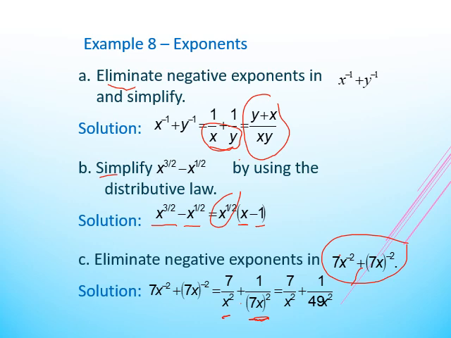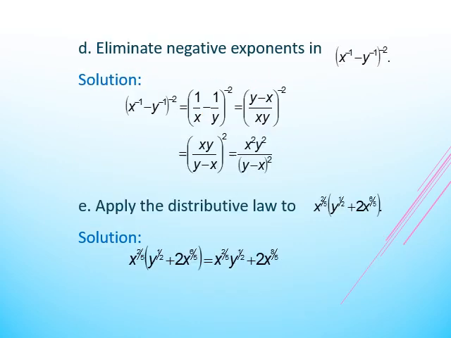And we can simplify then by 7 over x squared plus 1. Here we can distribute to the two values. 7 to the power 2 equals 49 and x squared.